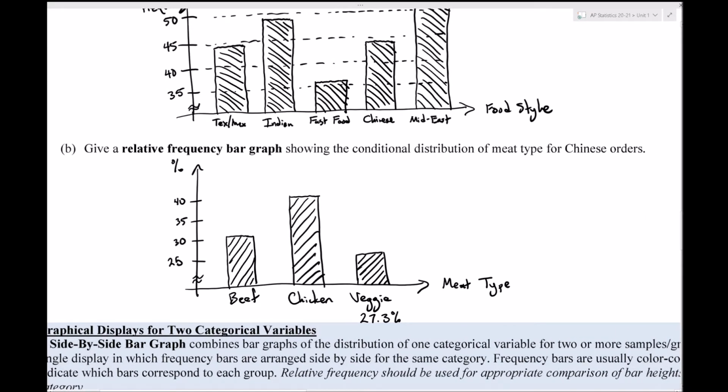So here, because it's a conditional distribution, it is a very good idea to give a title for this. These are Chinese food orders. So that way we make no mistake. These are only for Chinese food orders, and this is the percentage distribution of the type of meat within just Chinese food orders. You can box that if you want. Make sure that you know that that's the title.